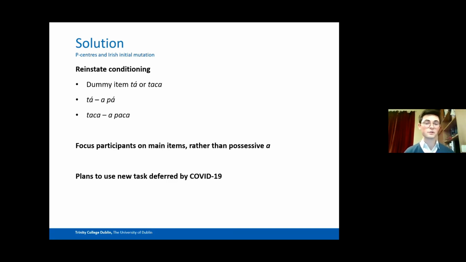Unfortunately, the plans to deploy the third iteration of this task were very robustly torpedoed by the COVID-19 pandemic, like so many other things.